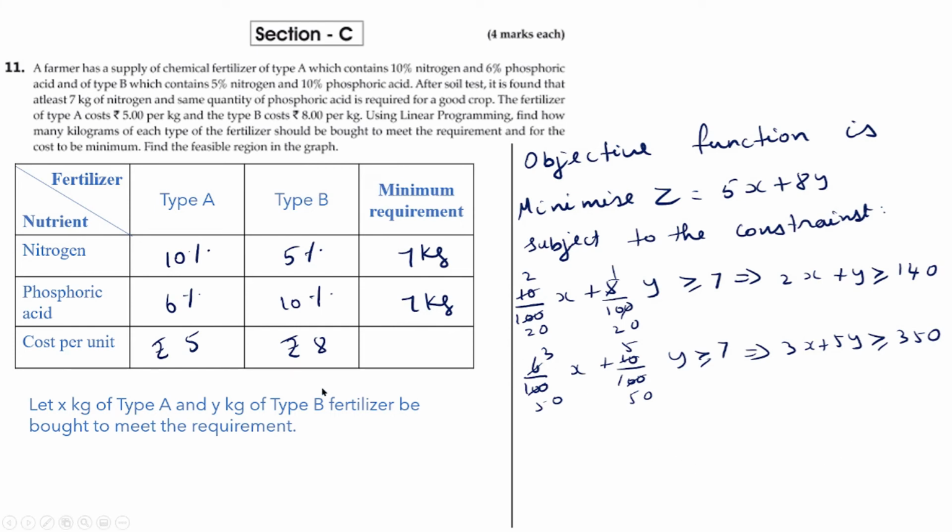And next we have the non-negative constraints. Here we cannot buy a negative amount of fertilizer. So x greater than or equal to 0 and y greater than or equal to 0. So these are the constraints. This is 1, this is 2 and the non-negative constraints. Now let us find the feasible region and the solution.